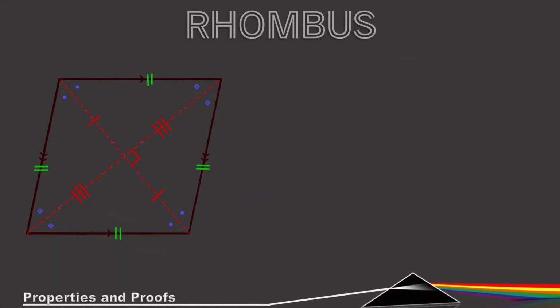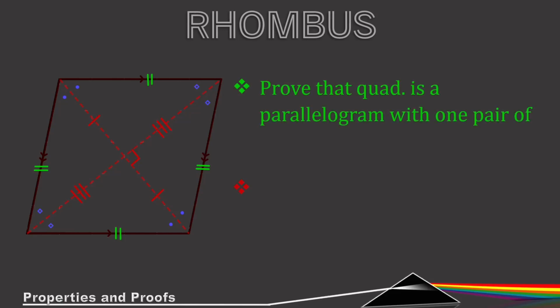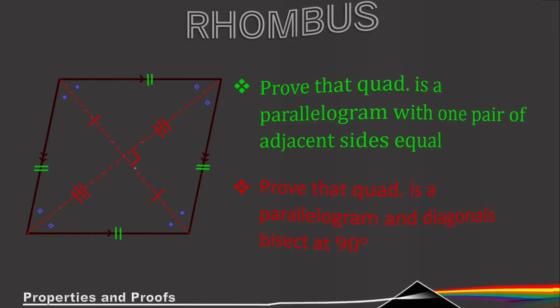Okay, now next up is a rhombus. So we've got 2 options. You can prove that the quadrilateral is a parallelogram, meaning picking one of the previous ones, and then additionally also proving that one pair of the adjacent sides are equal. Or you can prove that it is a parallelogram and that the diagonals bisect at 90 degrees, meaning the lines, the red lines, basically cut each other in half at an angle of 90 degrees.